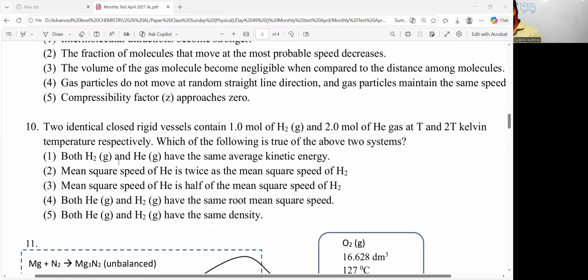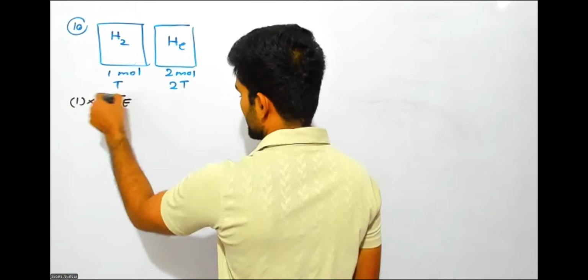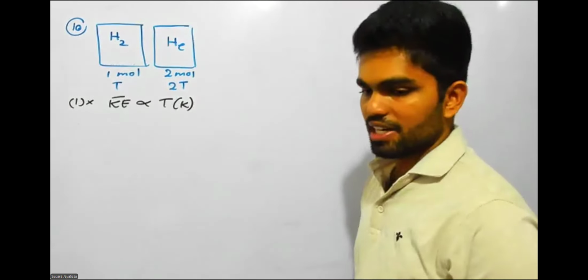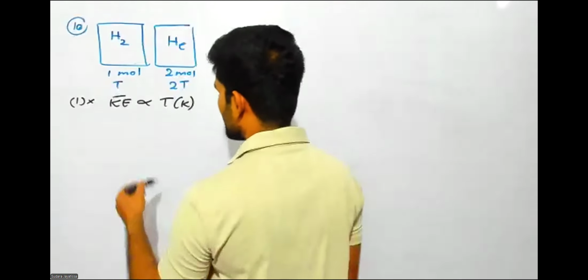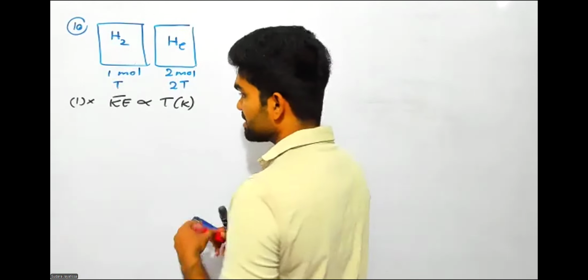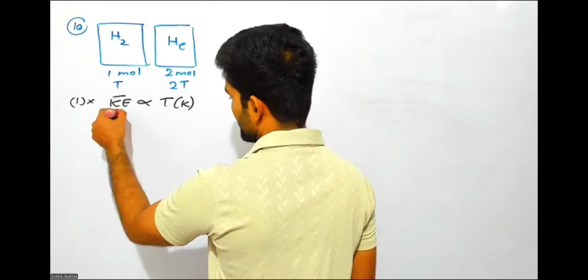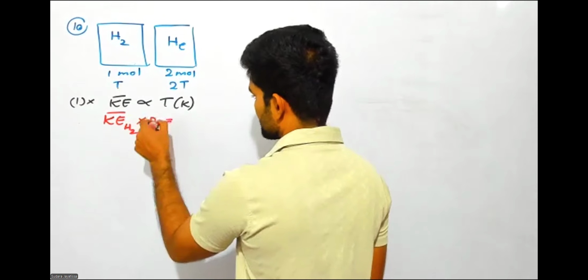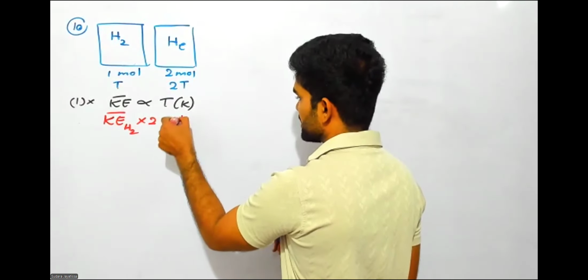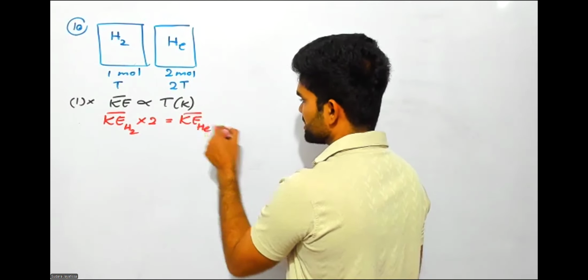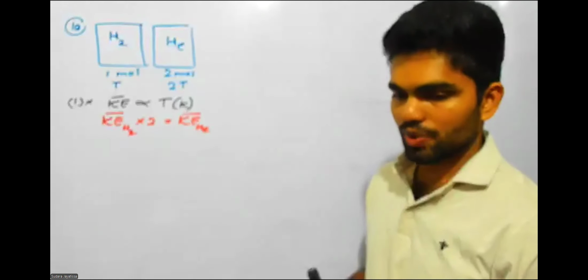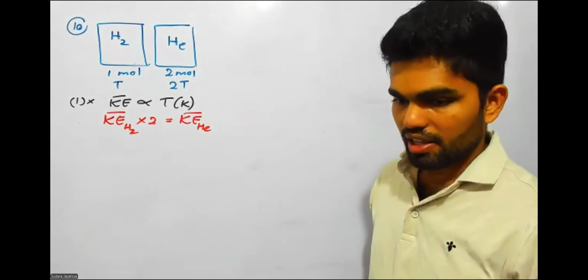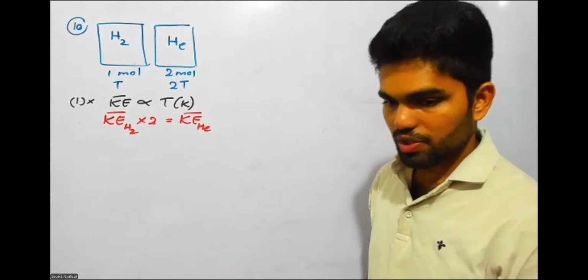Why? Because the average kinetic energy, K bar, is directly proportional to absolute temperature. Now you can see the absolute temperatures are different, so their kinetic energies are not going to be equal. Instead, the relationship is that you multiply the average kinetic energy of hydrogen by 2 to get that of helium, because helium is at a higher temperature, exactly twice. So this is the relationship between their average kinetic energies. Understood? So it's not the same.